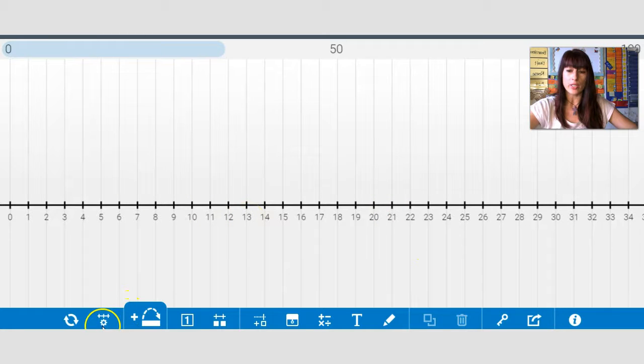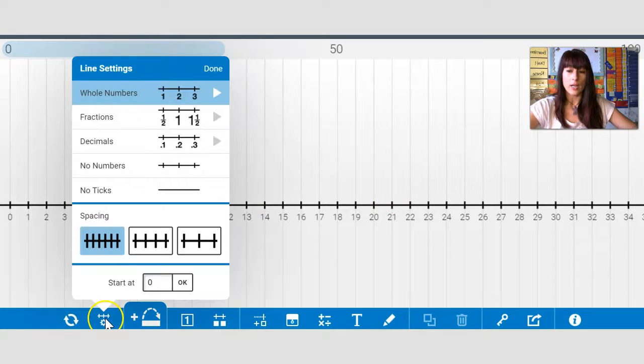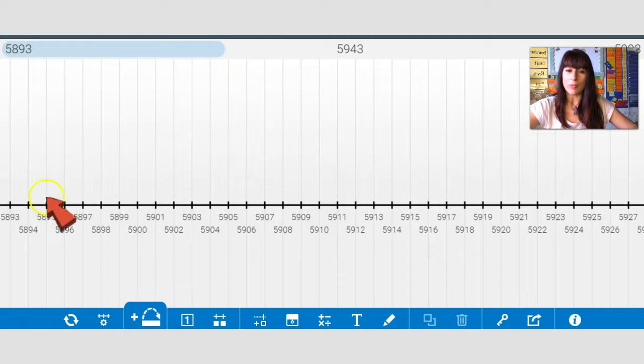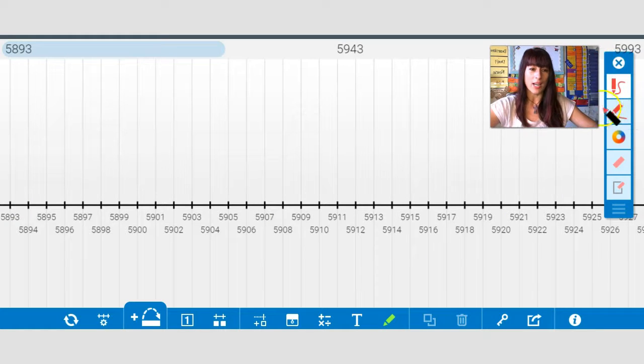So you just need to go down here and click on this right here. And you need to set what you want your number line to begin with, 5,893. And you just click on OK. And as you can see, just click on done. As you can see, your number line now has the numbers that you need. And I need to go 10 more. So I'm going to find my number, and then you will just go ahead and click on the pen over here so you can write on your number line. And I'm just going to use this to draw on my number line, and I need to go by 10. So let's skip by 10.